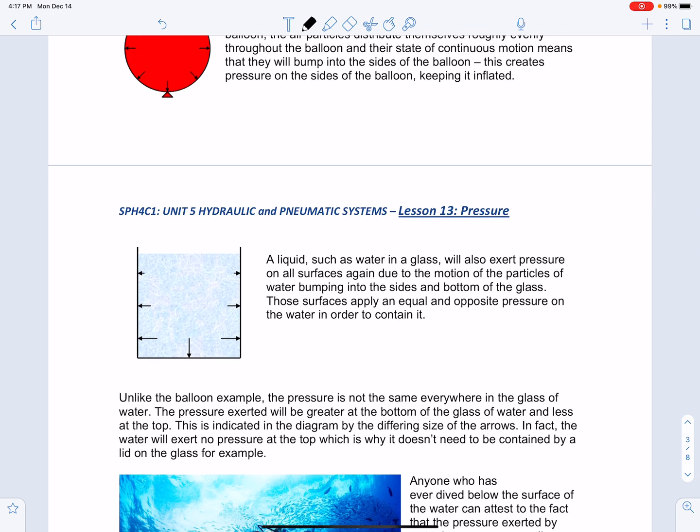Similarly, this is experienced by liquids as well. When a liquid is in a container, for example, a liquid such as water in a glass, it will exert pressure on all surfaces, again due to the motion of the particles of the water bumping into the sides and the bottom of the glass. Those surfaces apply an equal and opposite pressure on the water in order to contain it.